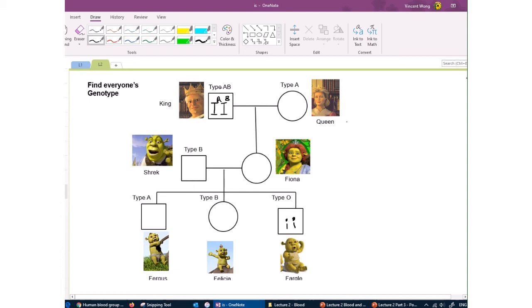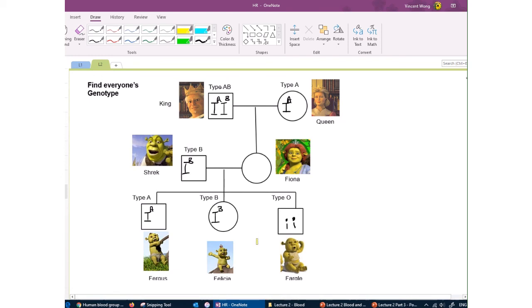So what about everyone else? The queen is type A, and I know she is going to be IA something. Shrek is IB something. Not sure about Fiona at this point. Fergus is IA something, and Felicia here is IB something. Okay, so without thinking too much, that's as much as we can do. Now we're going to have to logic our way through to find the missing information. And typically it's good to look at someone who's type O and look at their parents or their kids. And so here we have Fargo.